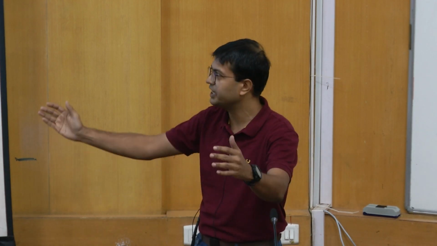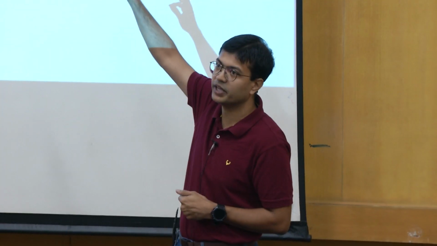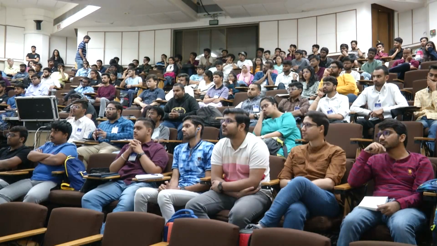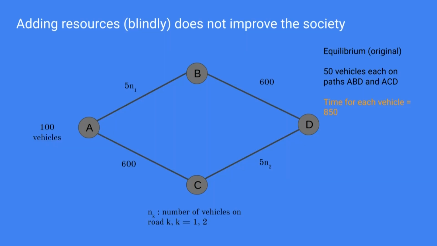In some sense, you are splitting the traffic, and you can see why this is an equilibrium, the way we have defined it before. In the original circuit, 50 vehicles will go on each of these paths. So what will be the time taken by each of these vehicles? 600 plus 50 vehicles going here, 850. So 850 seconds for each of these vehicles.